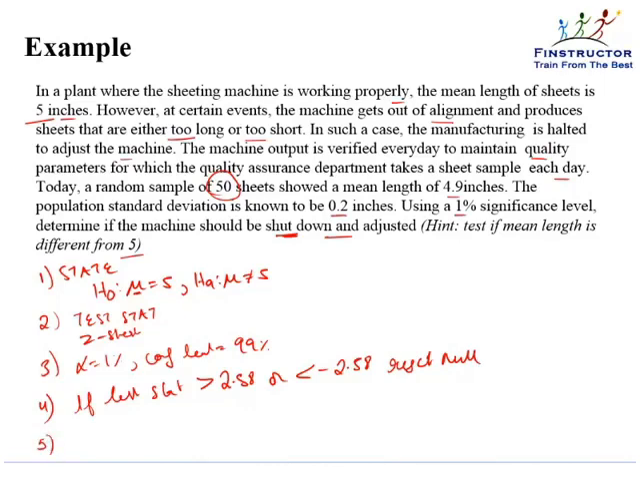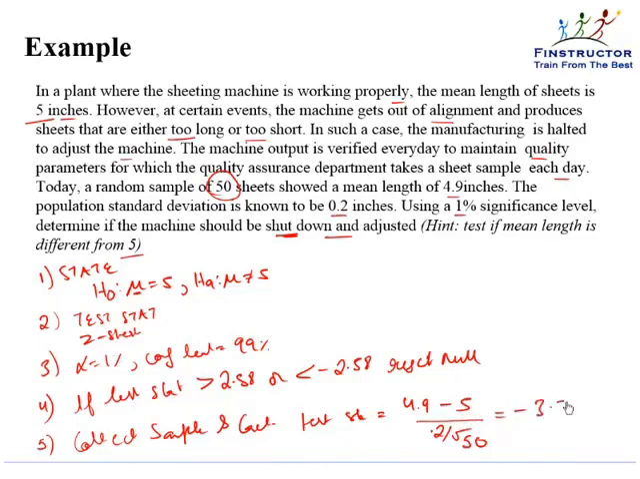Step 5 is collect sample and calculate the test statistic. So the test statistic can be calculated as the observed value, that is 4.9, minus the hypothesized value, that is 5, divided by the standard error, that is 0.2 divided by square root of 50, which comes out to be approximately minus 3.54.